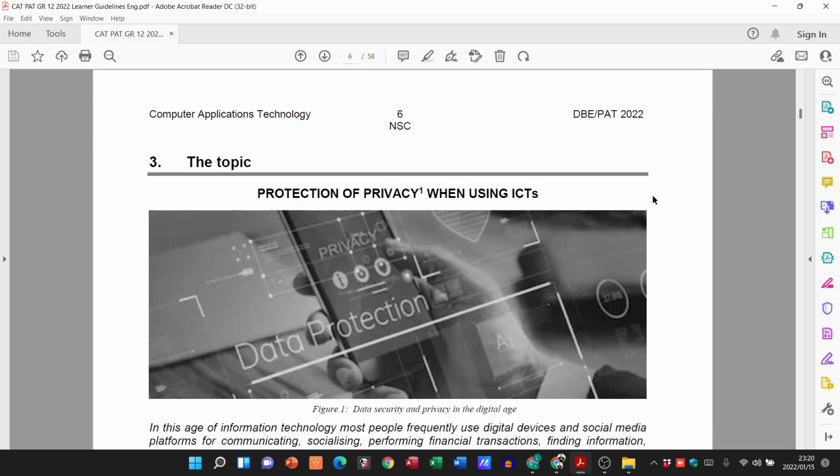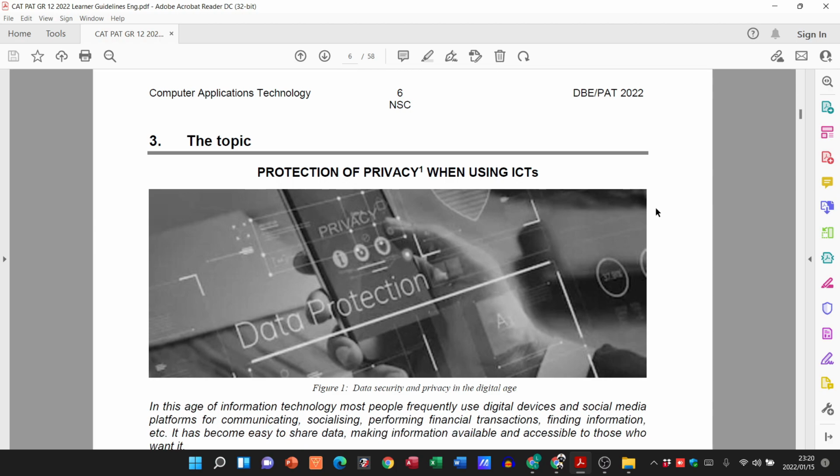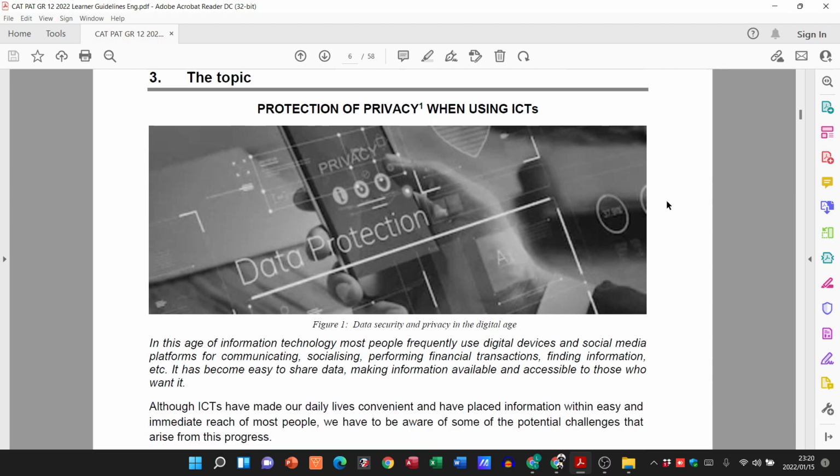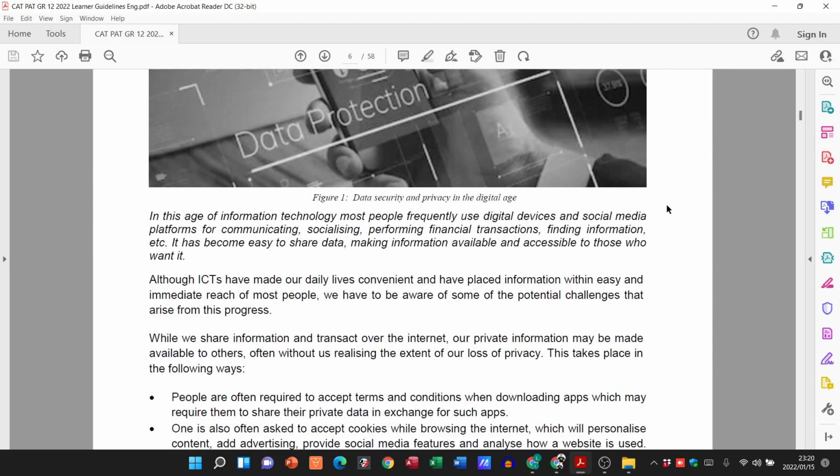Then here's the topic for 2022: the protection of privacy. Exactly something that we know came out last year, especially with the POPIA Act. Here they're talking about data protection as well. So the protection of privacy when using ICTs. Let's see what they're saying to us.